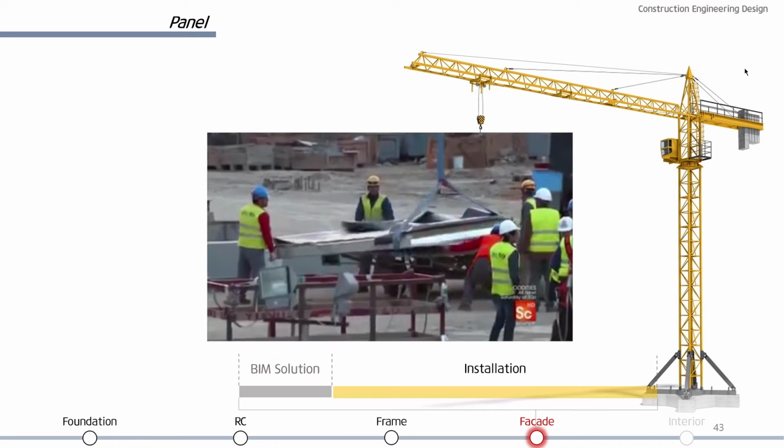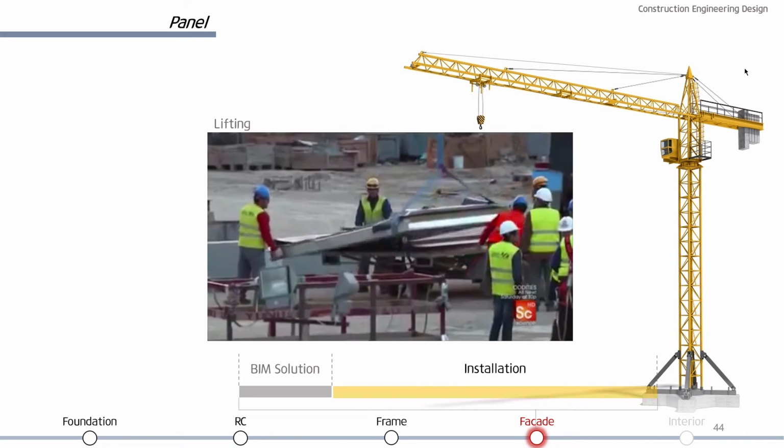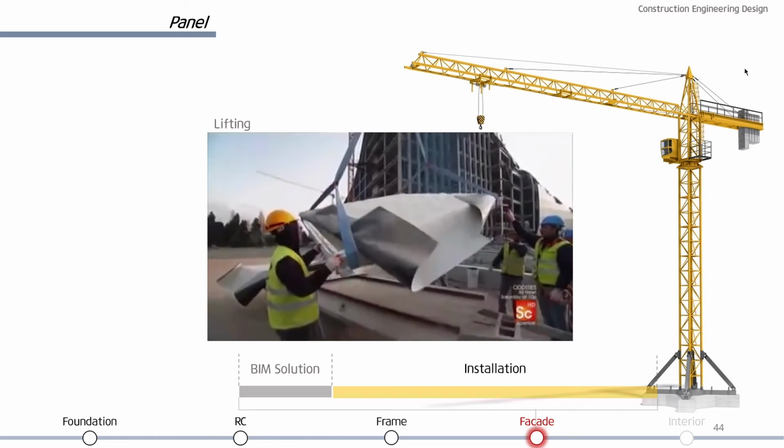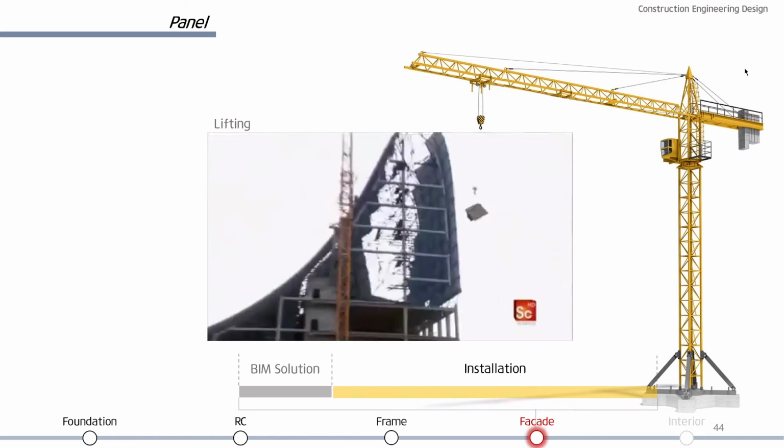Lastly, let's move on to the installation of the panels to the facade. To get to the construction site, the panels are transported by diesel trucks all the way from Hamburg. At the site, cranes are used to lift the panels into position.